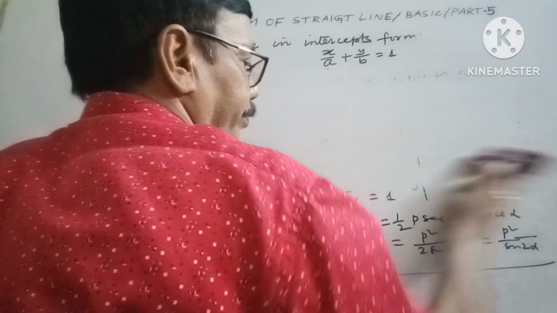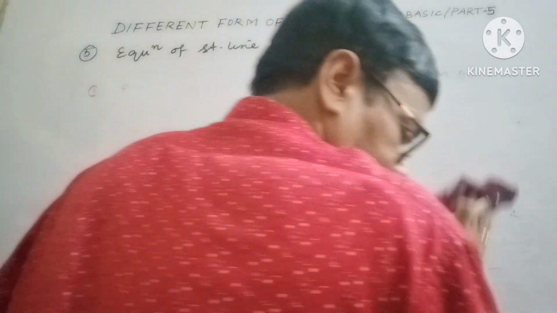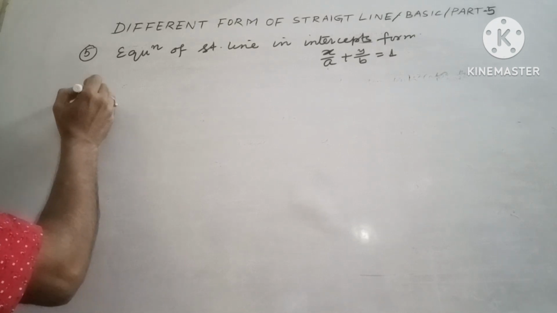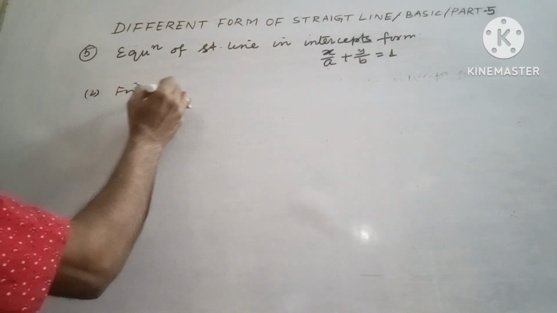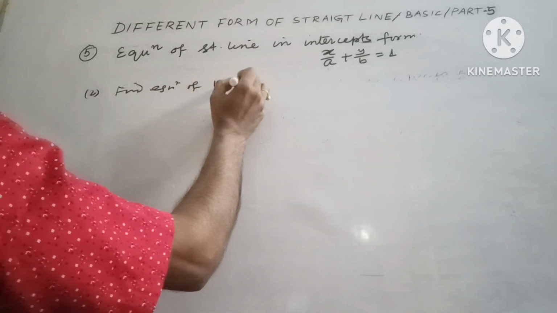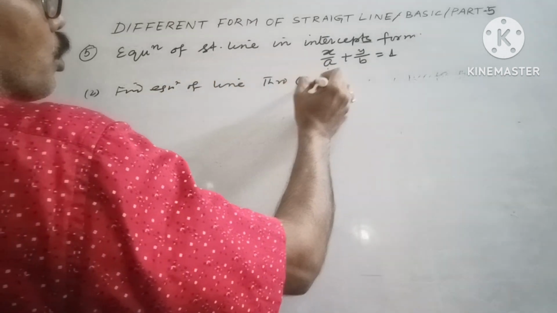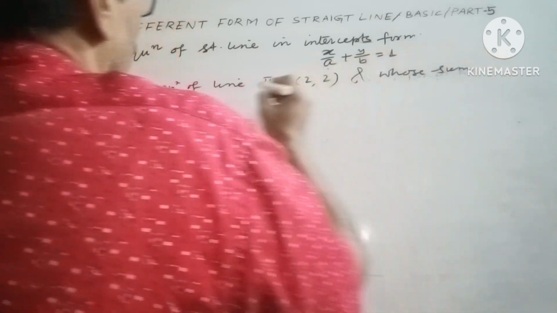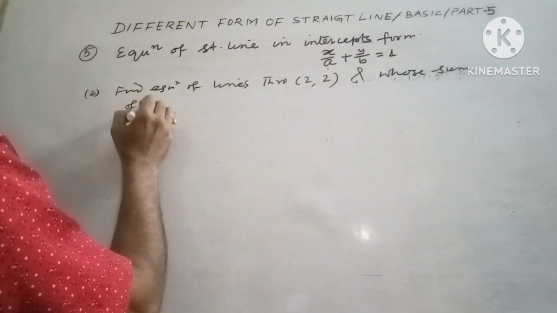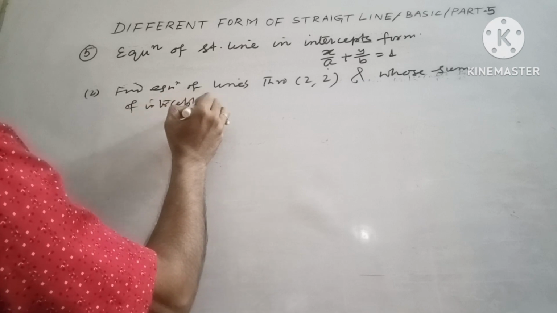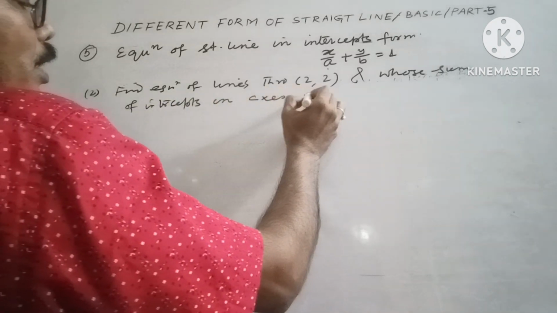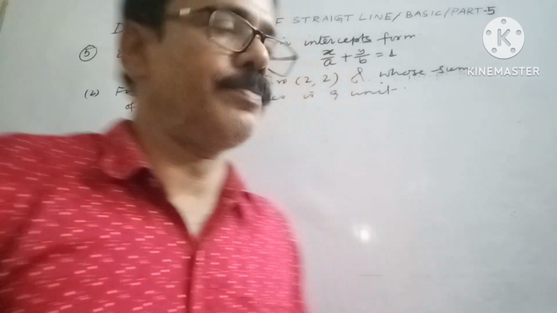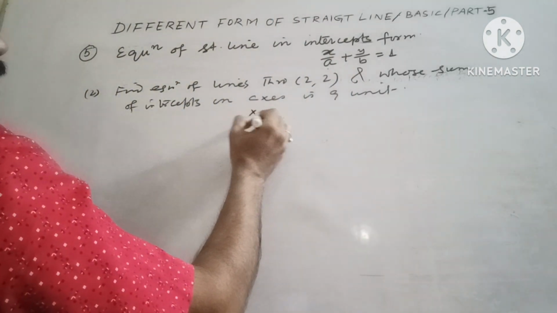Now the second one. Simplest problem. Find the equation of a line through (2, 2) such that the sum of its intercepts on the axes is 9 units. So what is the equation of the line?